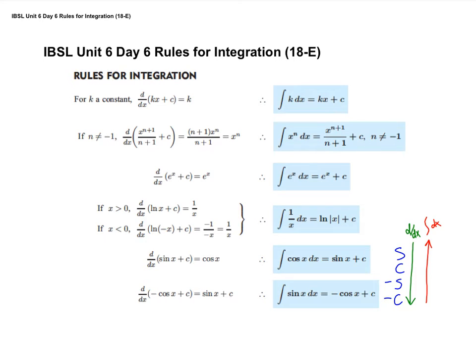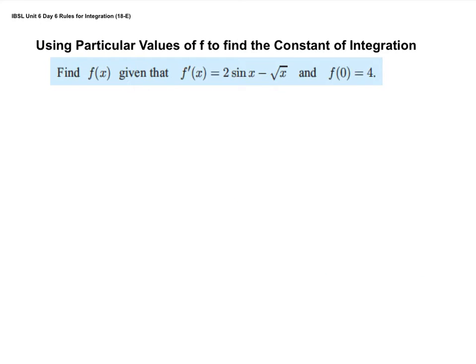So as we look today at continuing working with our rules for integration, the thing that we want to focus on here is how would we actually find what that constant is? Okay? And here's the main idea. If we have a derivative and we have a single point on the original function, then we can take the integral and use that point to help us figure out what c is. Okay? Now, let's look at this one as an example here.